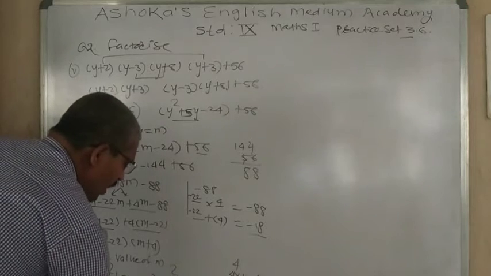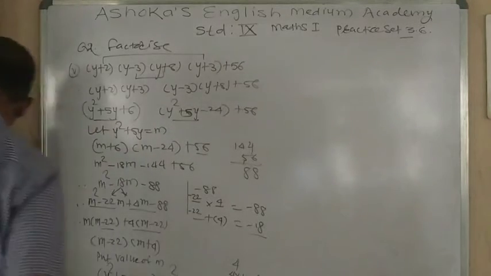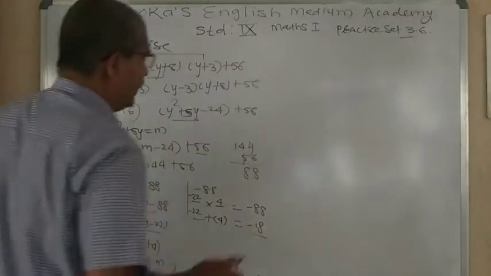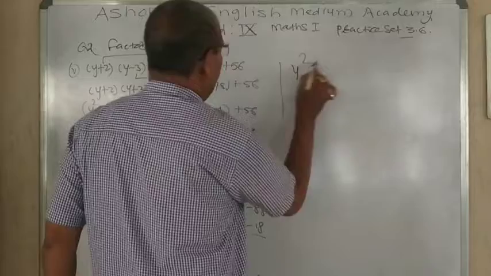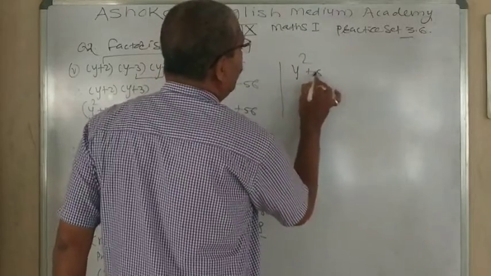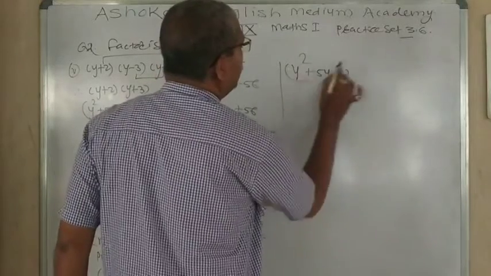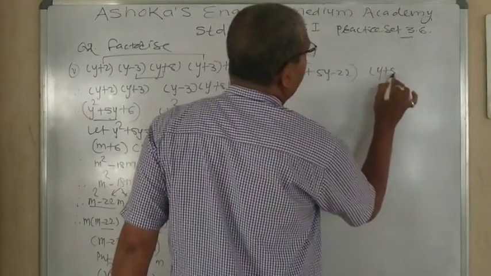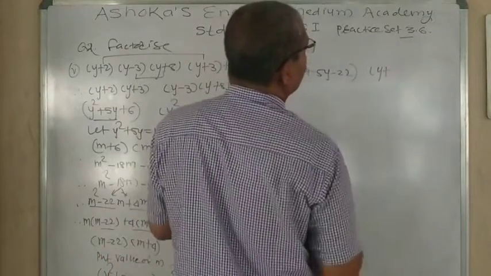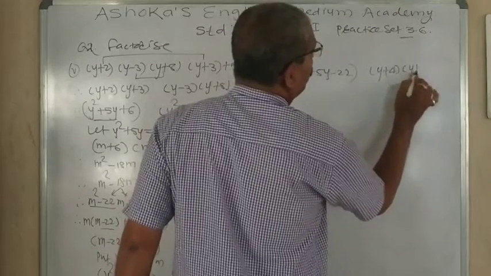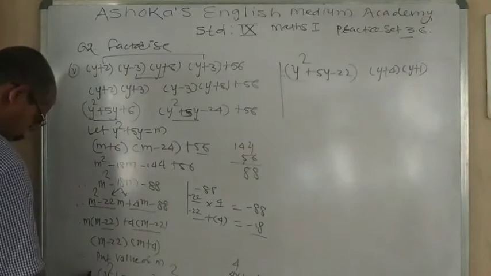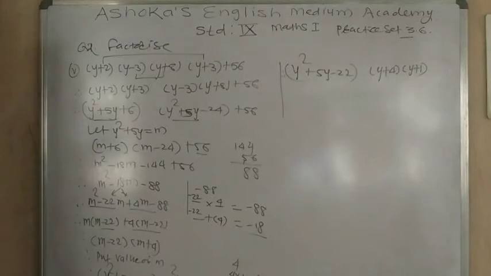Therefore y plus 4. The first bracket is not factorizable, so keep this as it is, and in the second the answer comes y plus 4 and y plus 1 as it is. Understand? By this way, question number 5 is completed.